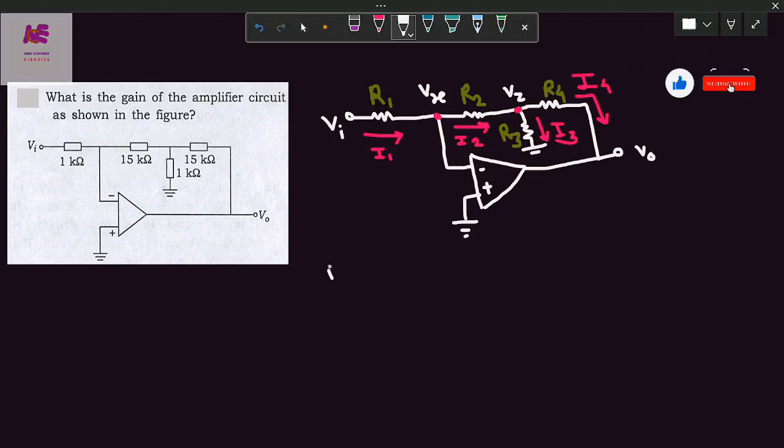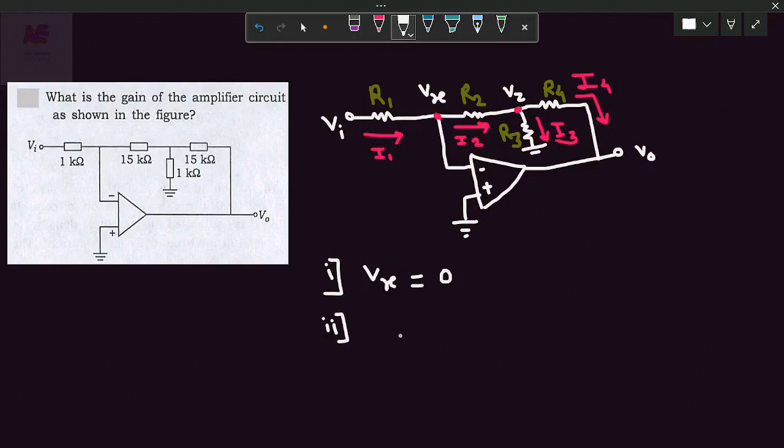So let's start. First assumption, according to the virtual ground concept. In this case, the non-inverting terminal is connected to ground and therefore, according to the virtual ground concept, Vx voltage is equal to 0.